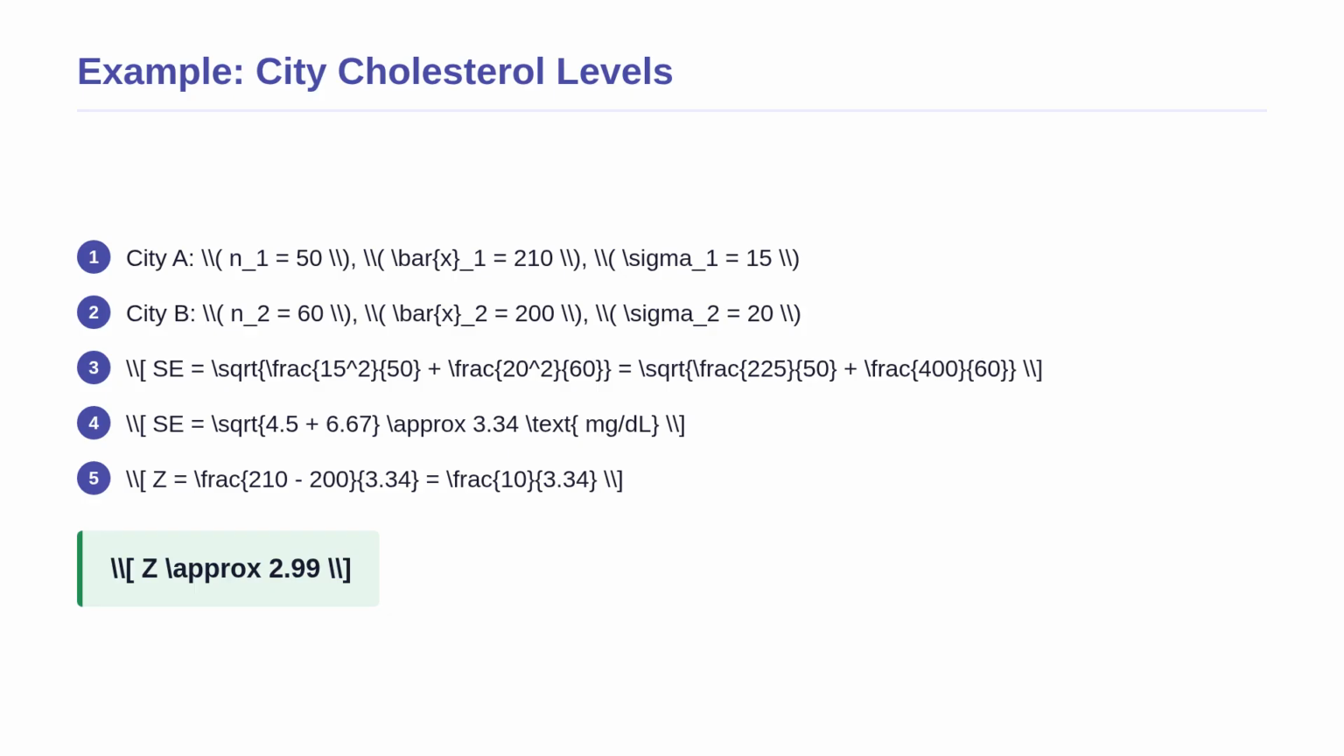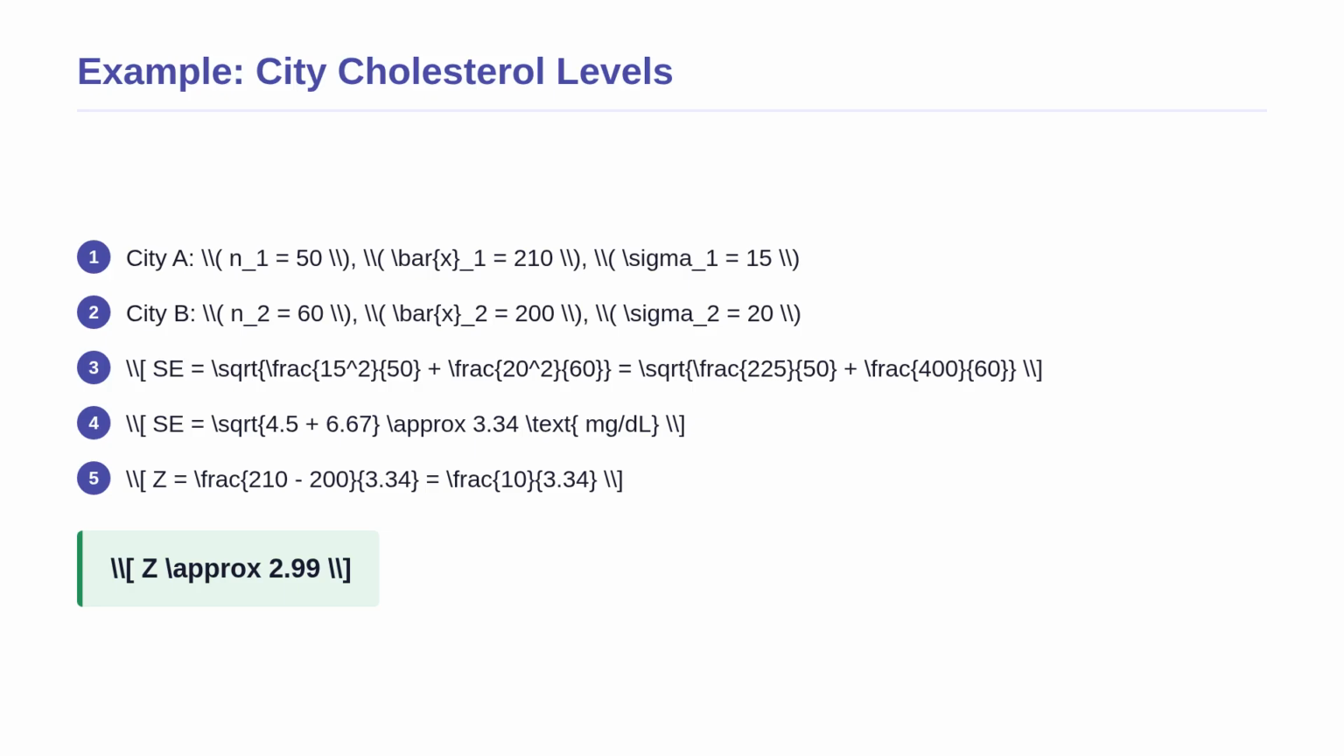Let us put this two-sample formula into practice. A researcher wants to know if adult men in City A have different cholesterol levels than City B. For City A, he samples 50 men and finds an average of 210, with a known standard deviation of 15. For City B, he samples 60 men, finding an average of 200, with a standard deviation of 20.